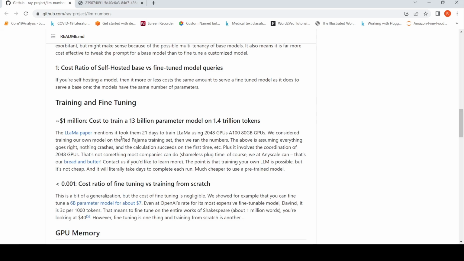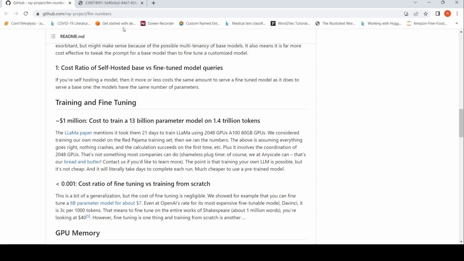The Llama paper mentions it took them 21 days to train Llama using 2048 A100 GPUs. If you consider these numbers and train your own model on the Red Pajama training set, they say that on this much hardware it would take close to $1 million. That's what they're saying over here, right?